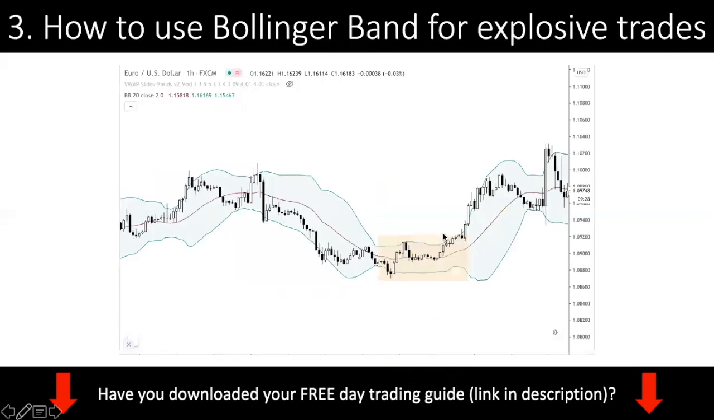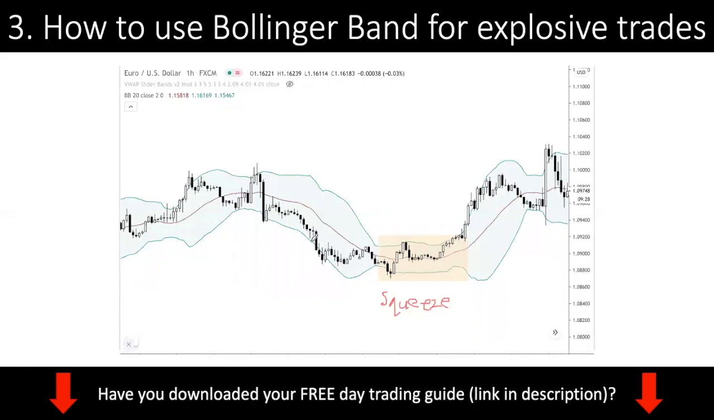Now let's move on to how you use the Bollinger Band for explosive trades. The other way to use the Bollinger Band is what I call the Bollinger Squeeze. Let me just spell this out first: Bollinger Band squeeze. As the name suggests, squeeze means that price squeezes into a tight range.